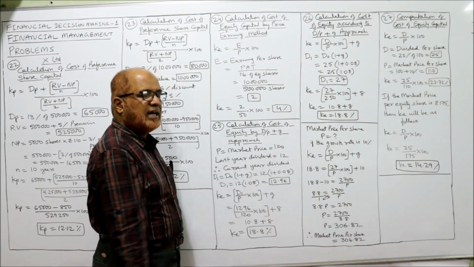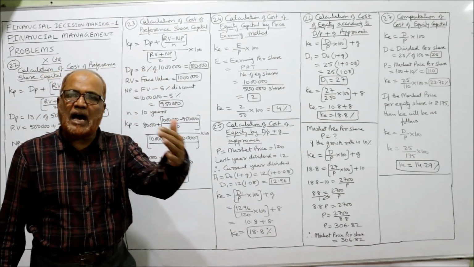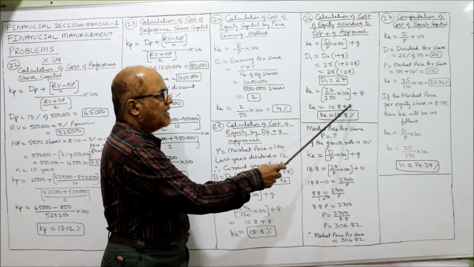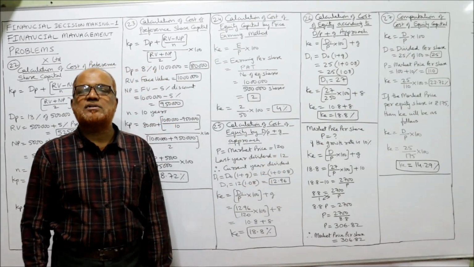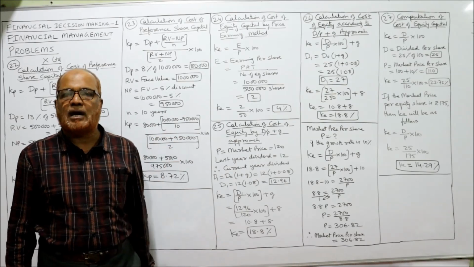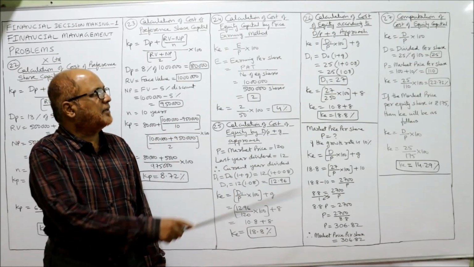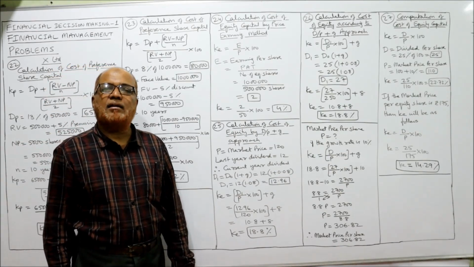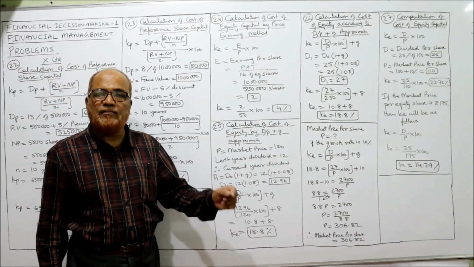How much? 10.8%. To this we add the growth rate. The growth rate is 8%, so 10.8 plus 8, 18.8% is the cost of equity capital. First part completed.